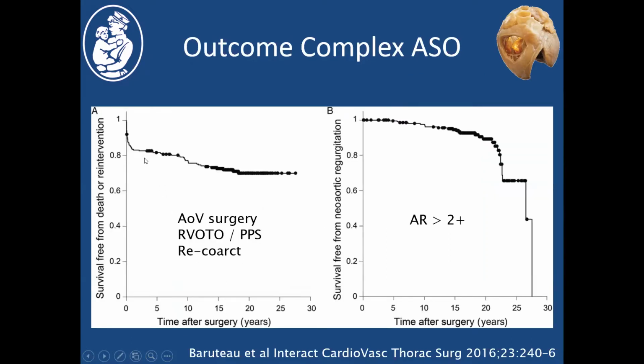The reoperation rate is a little bit higher, as you would expect. We look again out at 20 years, the freedom from reoperation rate is about 70-75% of these patients, which is similar to what the Children's Hospital data look like. And most of these were aortic valve surgery, either a repair of the aortic valve or replacement, right ventricular outflow tract obstruction or peripheral pulmonary stenosis. And some of these patients had recoarctation, and that was the reason for reintervention.